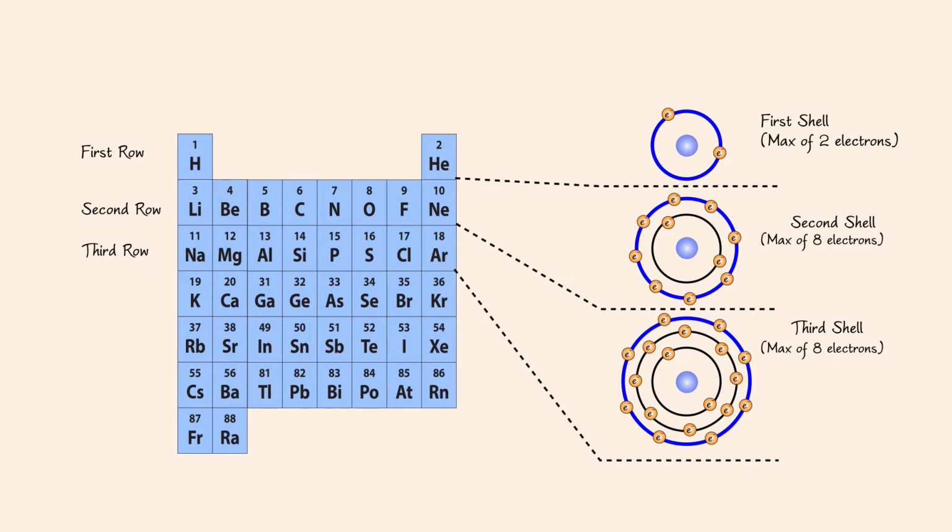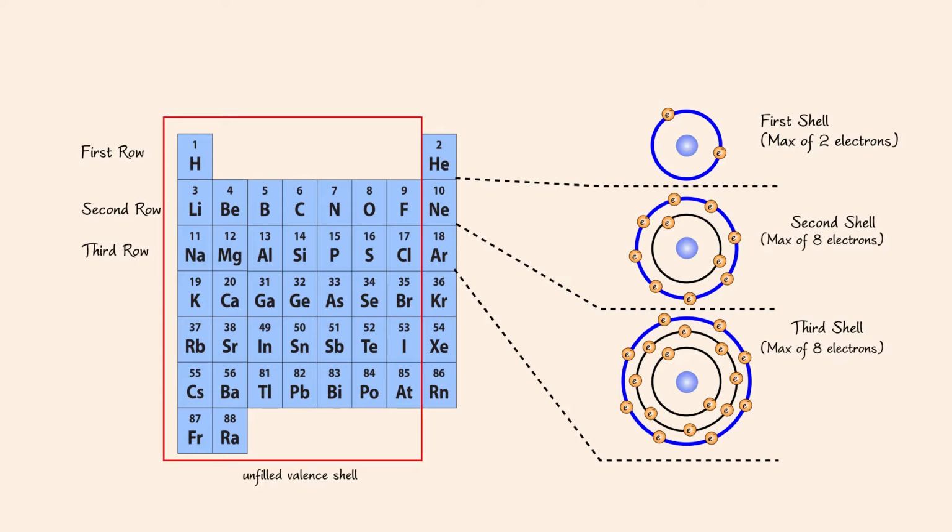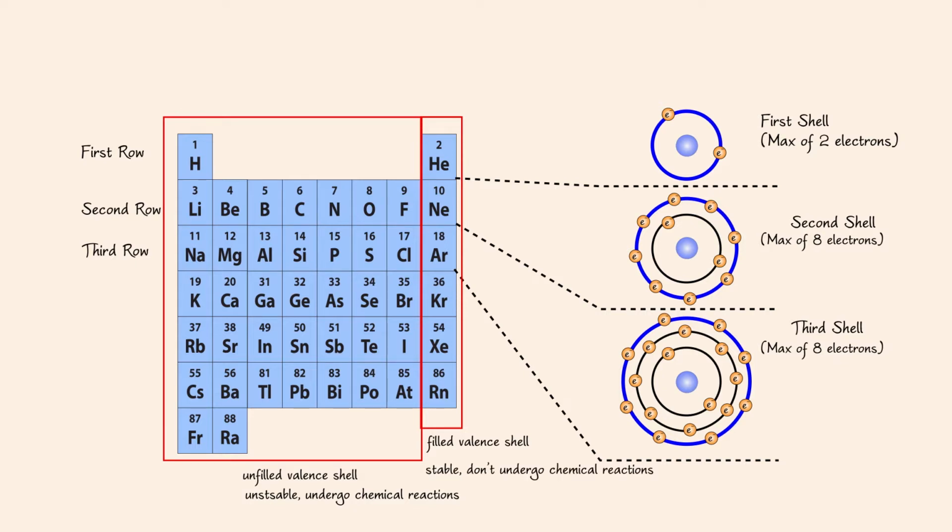The periodic table can be categorized as atoms with an unfilled valence shell and atoms with a filled valence shell. Atoms with an unfilled valence shell are unstable and undergo chemical reactions, whereas atoms with a filled valence shell are stable and do not participate in chemical reactions.